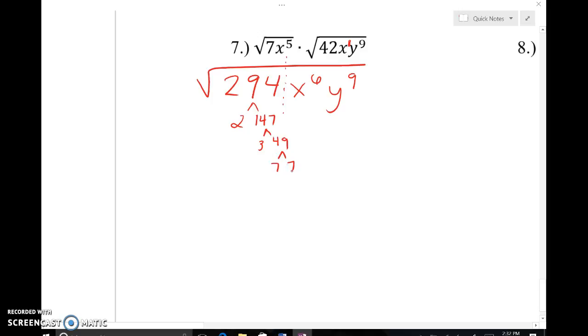So now I've written this as the product of all prime numbers, and the only pair, because our root is 2, understood root is 2, the only pair that is the same are these 7s. So I know that the 7s get to come out, but these 2 and these 3 are going to have to stay in. So I'm going to leave a little bit of room for the 2 times 3, or 6, to stay underneath the radical.